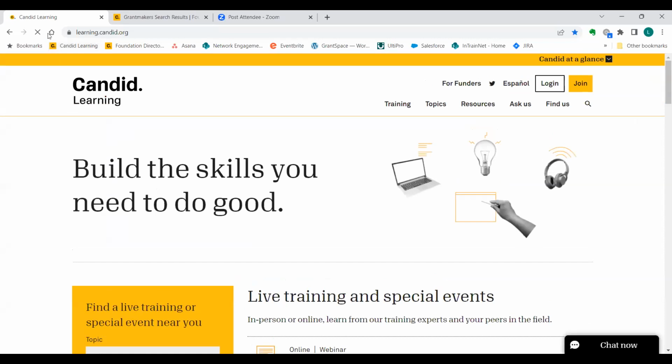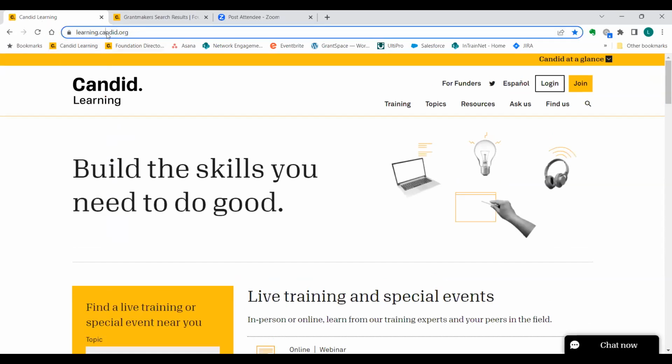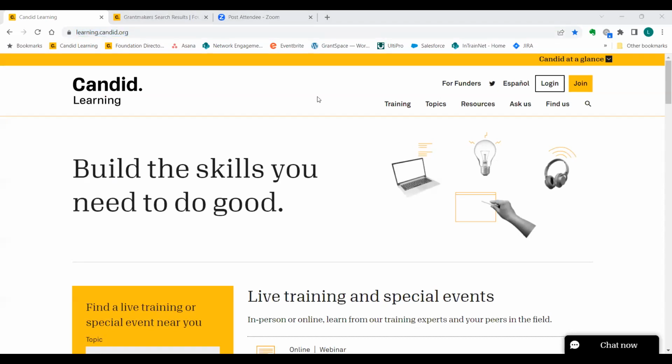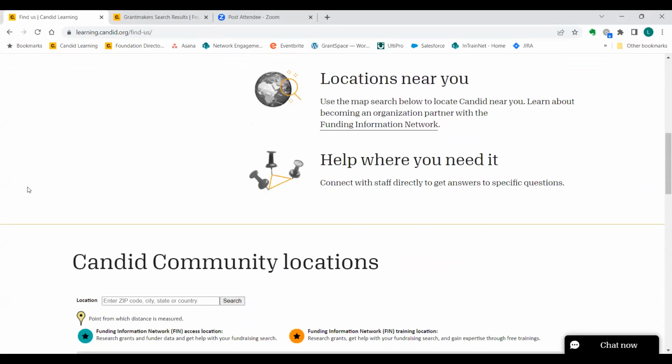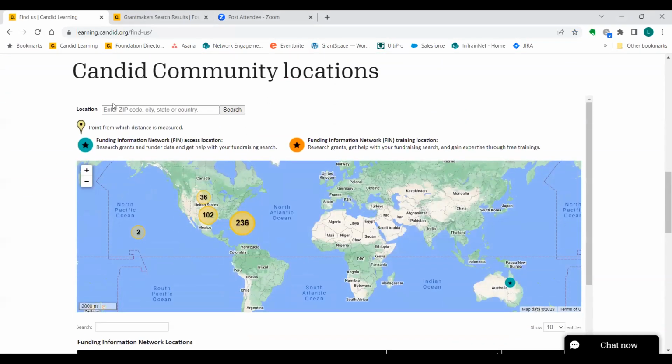We have a website called Candid Learning, and I am going to drop that link in the chat, everyone. Okay, and here at the top, there's this button that says Find Us. So this will tell you what locations, wherever you are, will provide access to Foundation Directory. You put in your zip code; I'm going to put Mexico in.